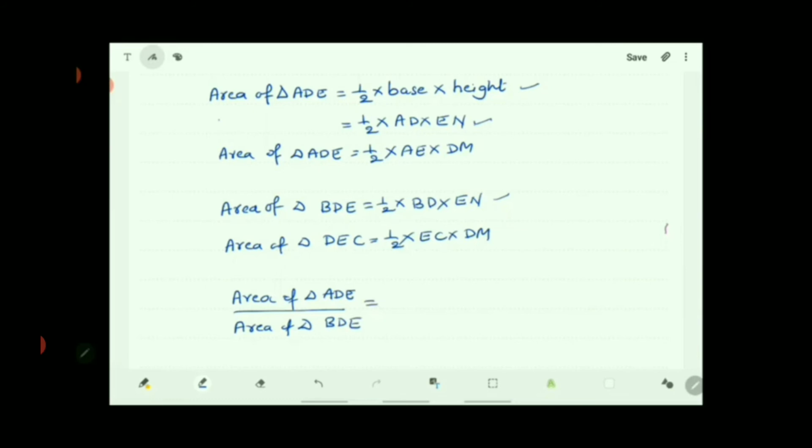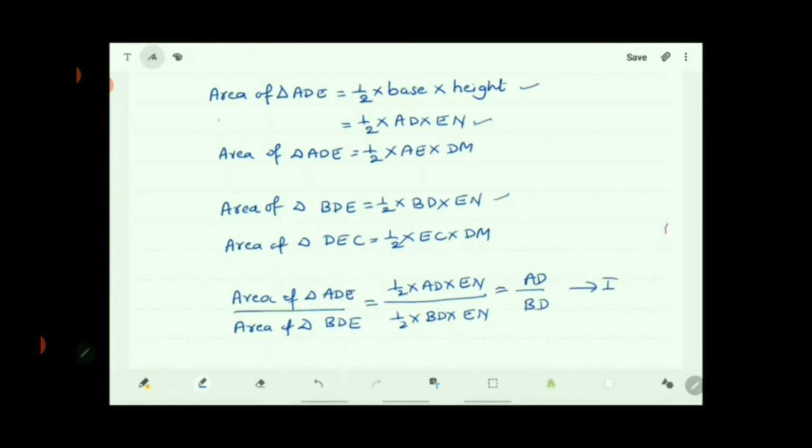That is equal to half into AD into EN. And the area of triangle BDE is half into BD into EN. Here, EN is the height for both the ADE and BDE triangles. So EN cancels, half also cancels, and you will get AD by BD. This is AD by BD. Consider this the first relation.